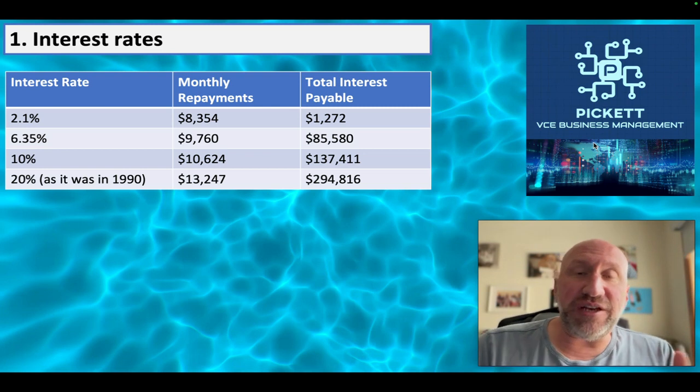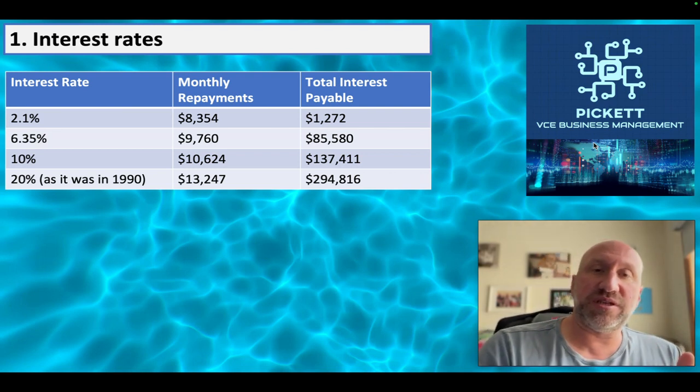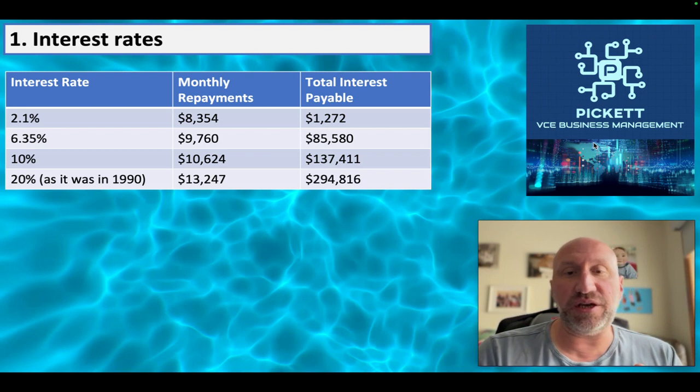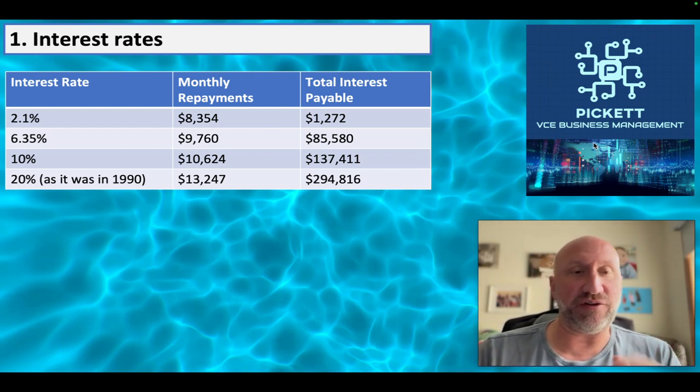Now, if interest rates jumped to 10%, which they may well do in the coming years, nobody knows at this stage, then on that same loan, your repayments are going to be $10,600 and you're going to end up paying back $137,000 over that 5-year period.